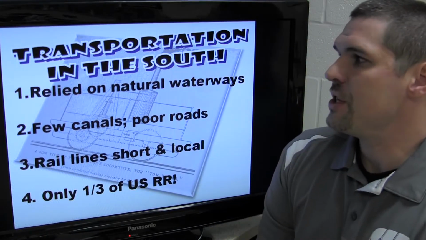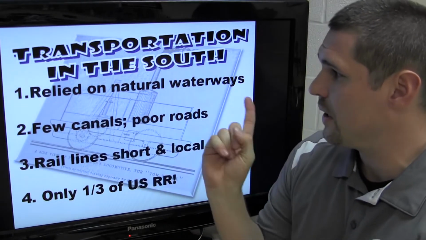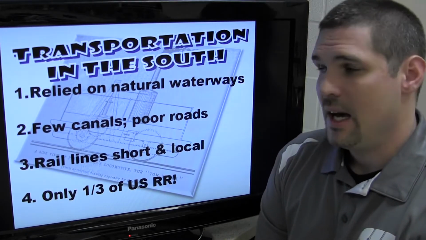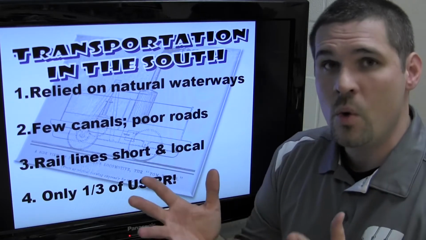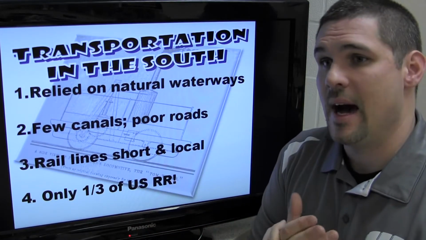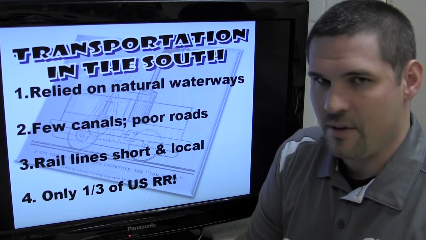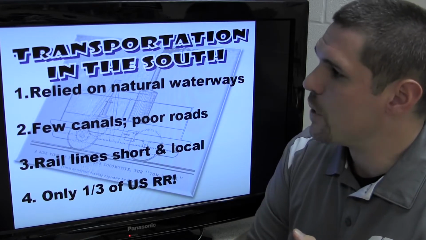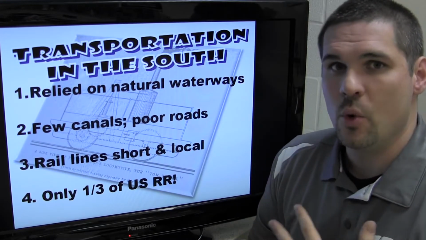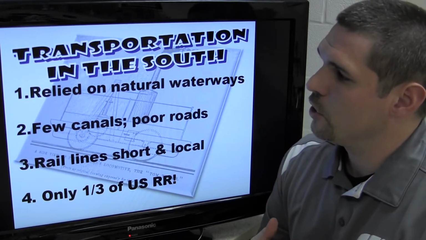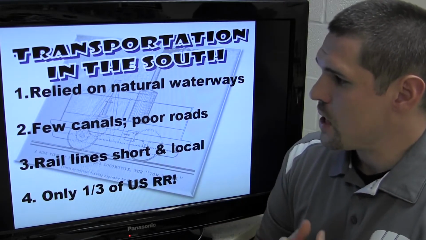So transportation in the South when compared to the North is going to be a lot different. The South is going to rely on natural waterways, basically on small river networks. Now in the North, they got the Great Lakes, they got canals, and so they have a lot more opportunity for trading and shipping. And we also know from our earlier studies that New England was the center of colonial trade. So unlike the North, the South has few canals.